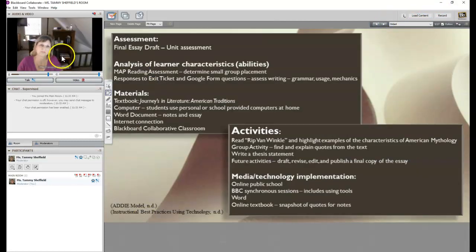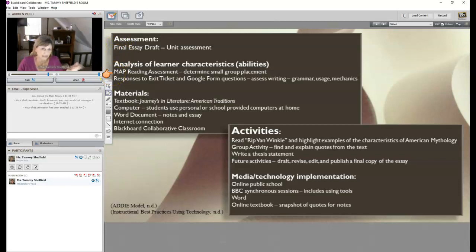Let's move ahead. All right, assessment for this unit. The summative assessment is going to come from the final essay draft. And there is a small unit test, an online multiple choice test, that will deal with the content of the text that they've read. But the assessment for the goal that I wrote for the essay is going to be based off of their final draft.